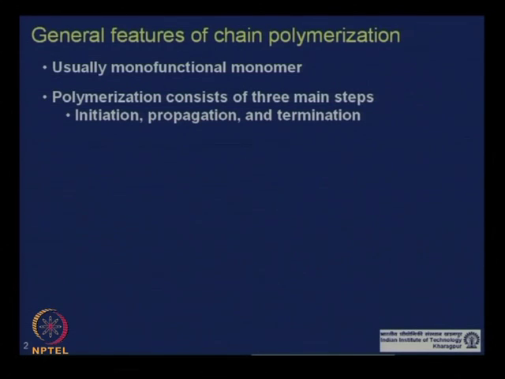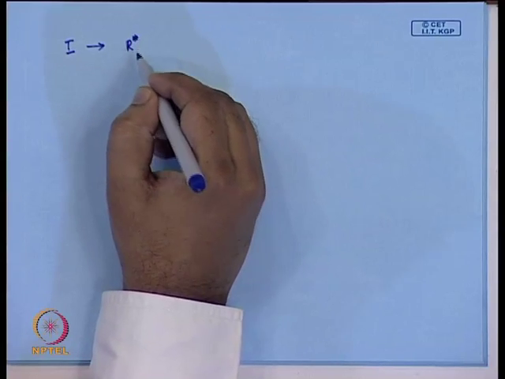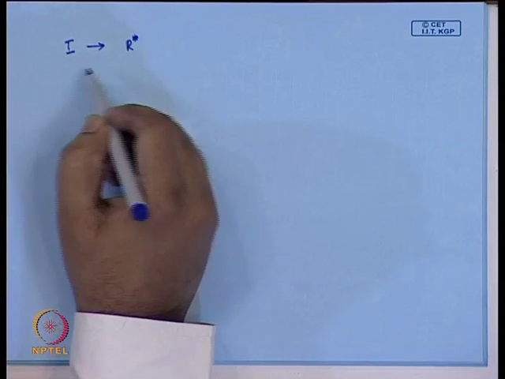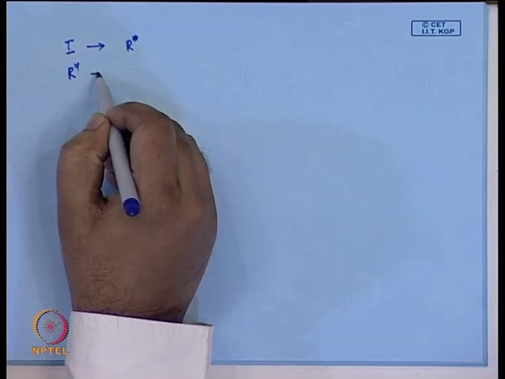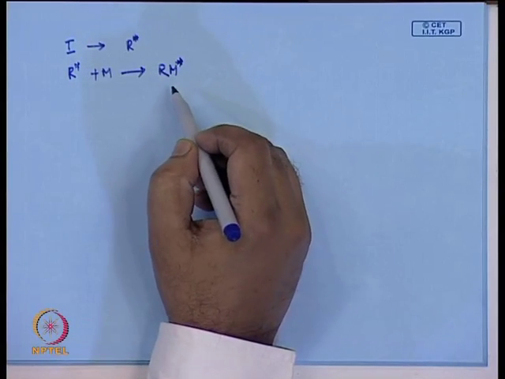So, if you have only one functional group, in this case a double bond, it is sufficient to give you linear polymers. Now, chain polymerizations in general consist of three main steps: initiation, propagation and termination. In the initiation step, a reactive species R is formed from initiator molecule I. This reactive species then reacts with a monomer and gives you a chain initiating species.